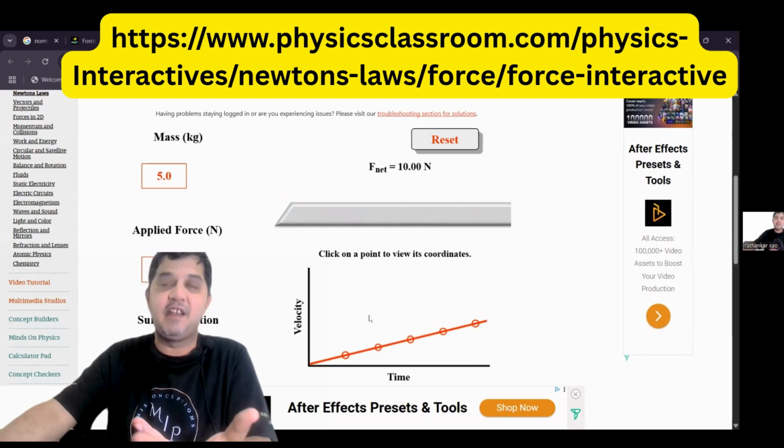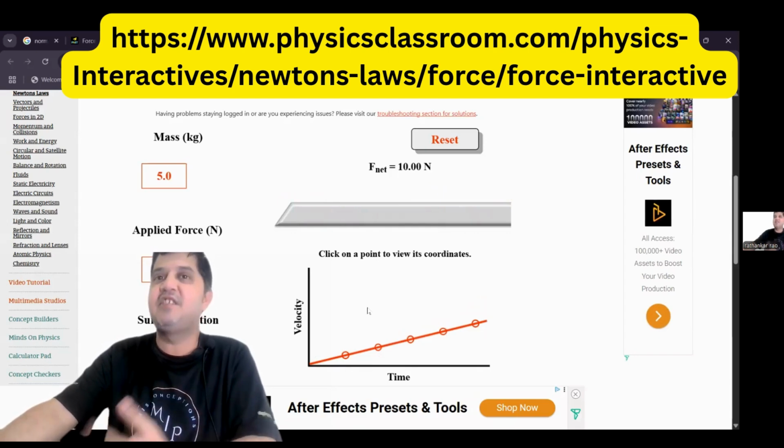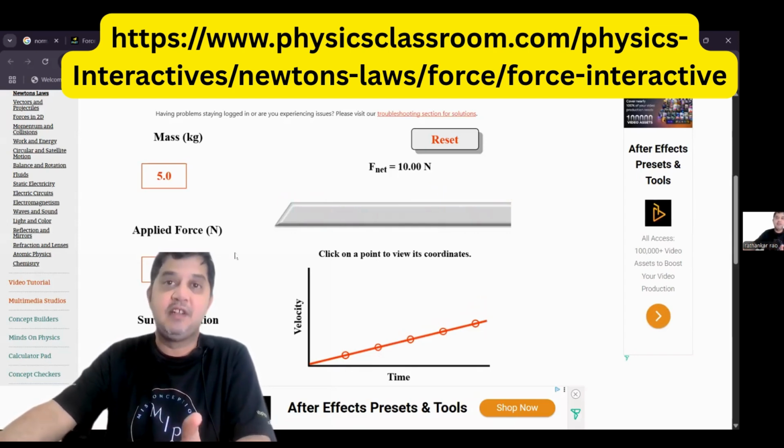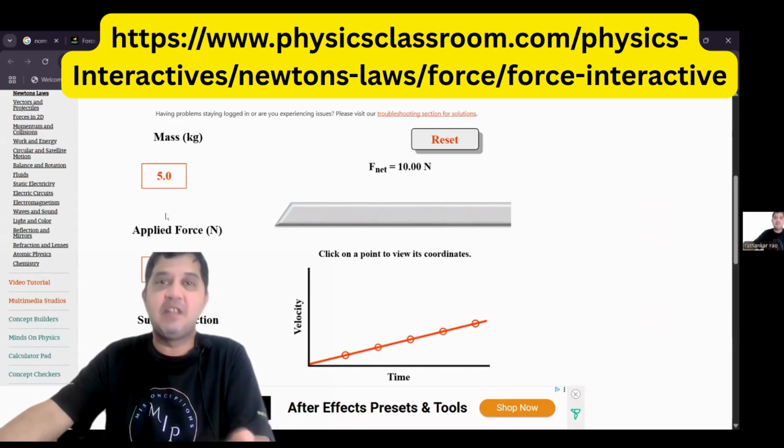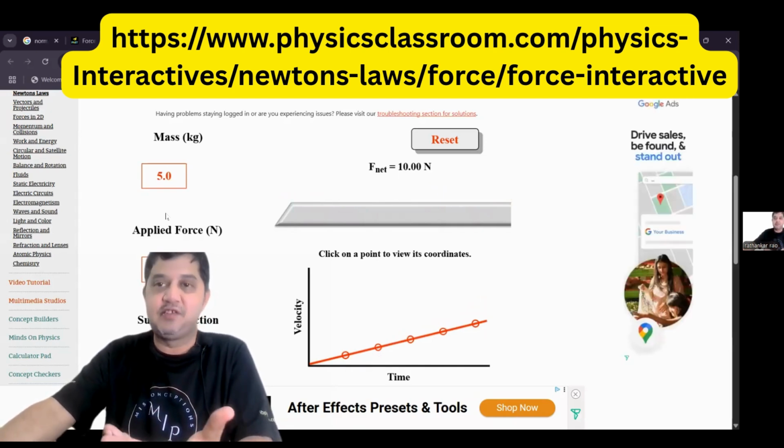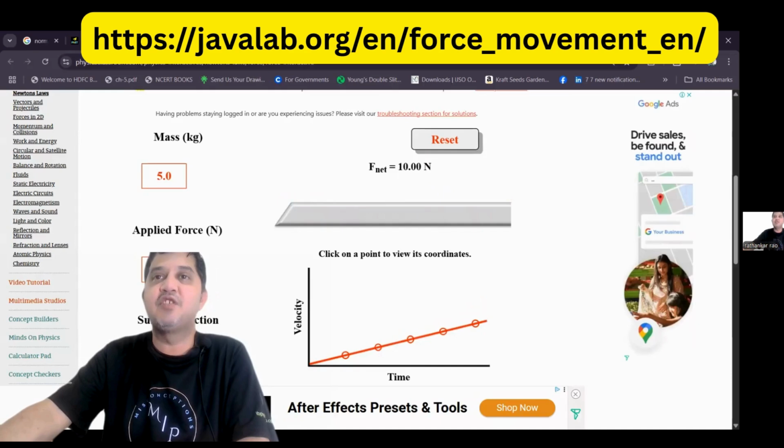So what does this indicate? Acceleration, deceleration? So what is happening over here? Why does this happen? What is the equation governing it? You can ask n number of questions. Okay, move on to the next simulation.